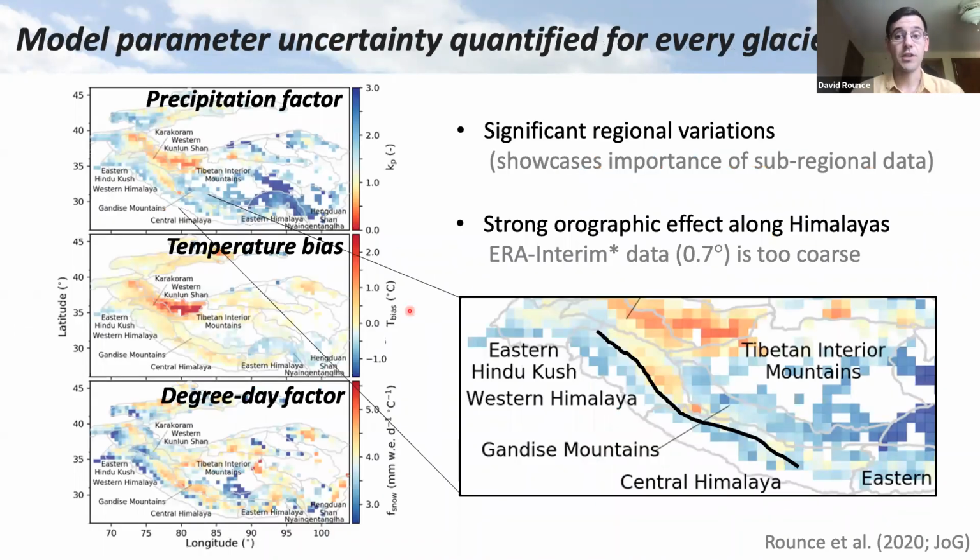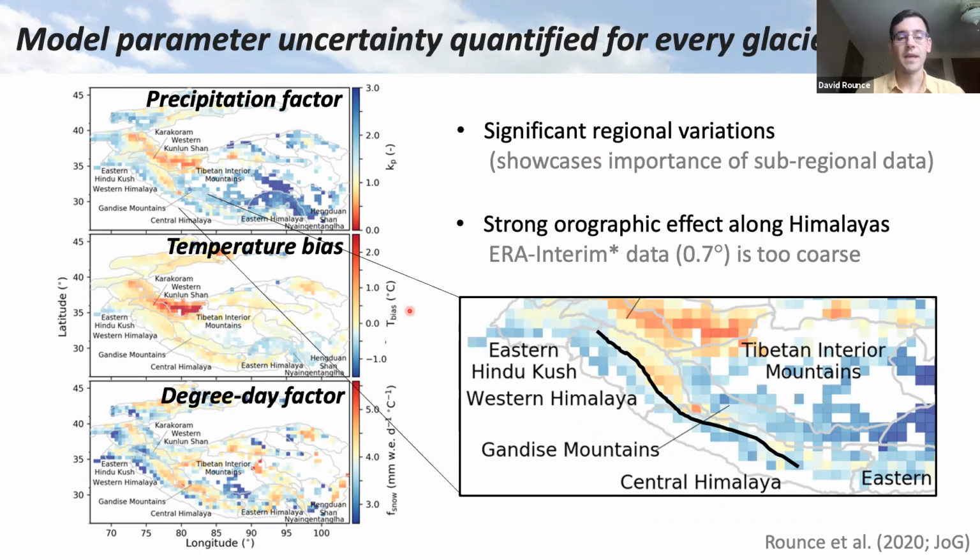Now, in the figure that we show here, these are results based off of high mountain Asia, and we're really highlighting the spatial variations in each of the model parameters. And we see that there are significant regional variations, but what's also really interesting is that we're actually able to see what appear to be some physical signals in this.